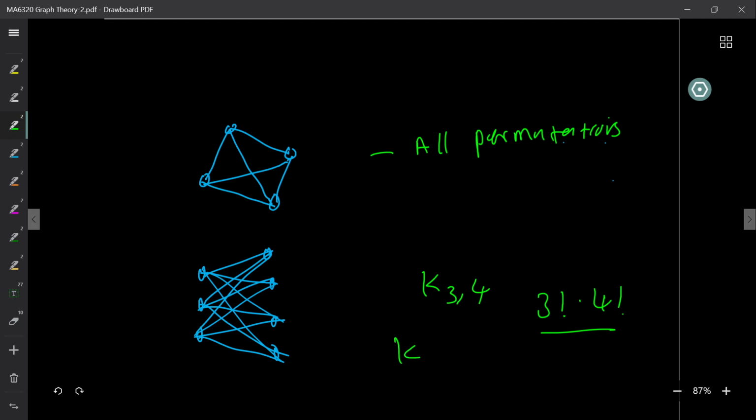Now, what about K 5, 5? How many do you think it has? 2 into 5 factorial squared. Yes, so that is another thing you should notice: you can also interchange the partite sets themselves because both sides have the same size. So it is 2 into 5 factorial squared. Okay, good. So now you know about automorphisms, I hope.